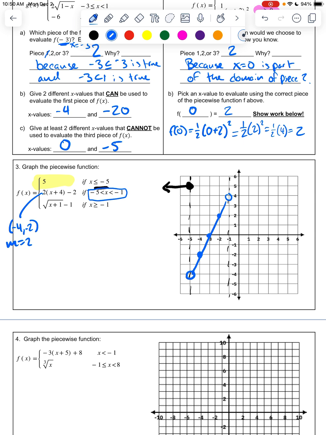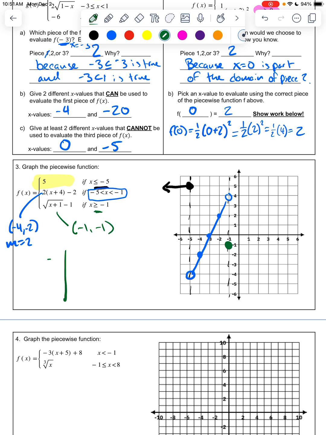And we connect because it's a function that is defined, not in a way that would make it discrete, but rather implies that it's continuous. All right, third piece right here is in our third section. X is greater than or equal to -1. I see a square root function, and I see a starting point of -1, -1. That is going to be a closed circle because X is greater than or equal to -1. So I'm going to put a closed circle right there.